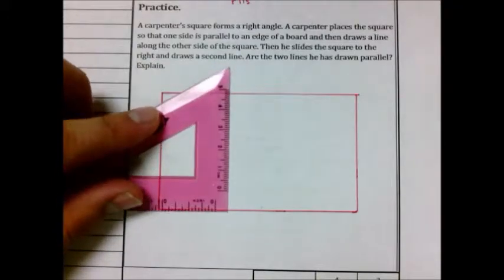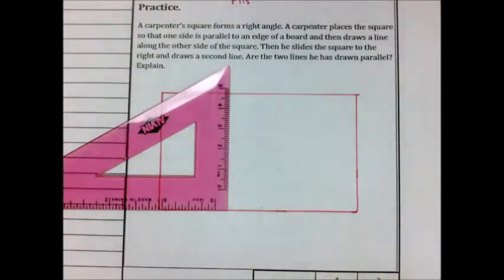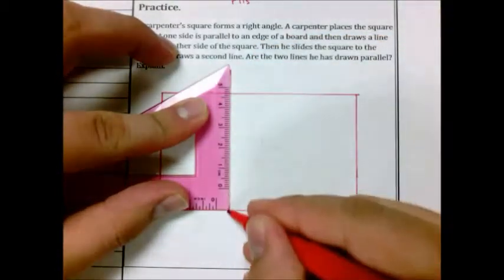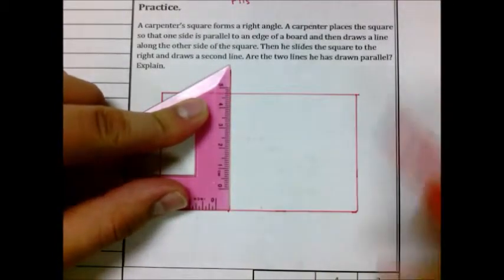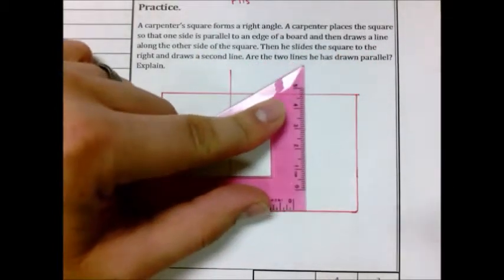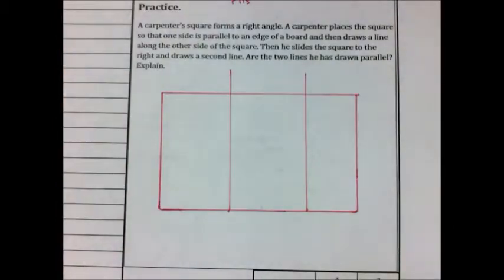What that's saying is that pushes the square and it's on one edge of the board. I'm going to turn it this way. And then he draws a line along the other side of the square. So he puts it right up here and draws a line on that square. Now that would make perpendicular lines, wouldn't it? Yeah, perpendicular lines. And then it says, then he slides the square to the right and draws a second line. And the question is, are the two lines he has drawn parallel? And explain. Good luck, hope you do well on it.